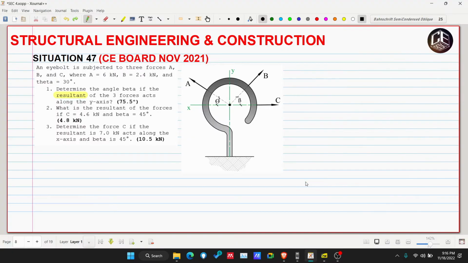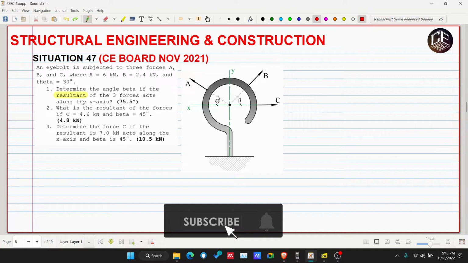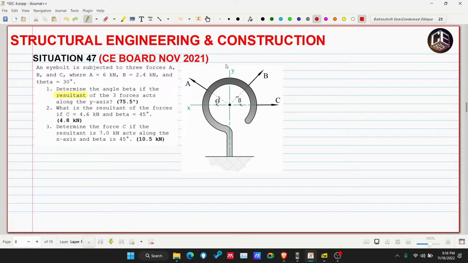So, let's solve it. By the way, equilibrium is when we resist the overall effect of the resultant. The problem says the resultant of our three forces acts along the y-axis, but there is no given value for the resultant. Anyway, let's first check if we can solve it.